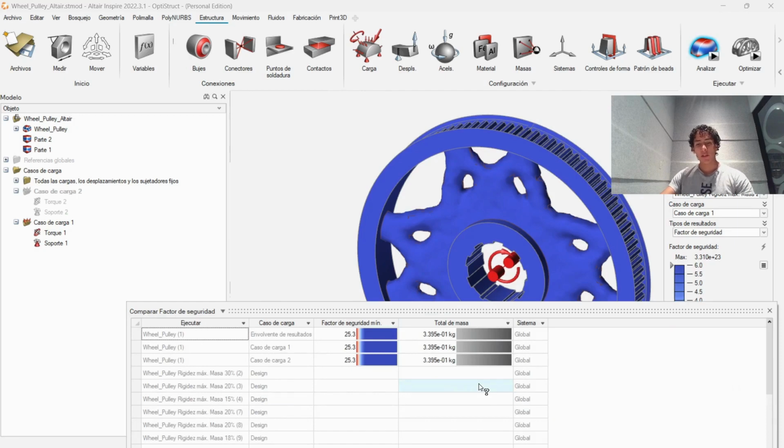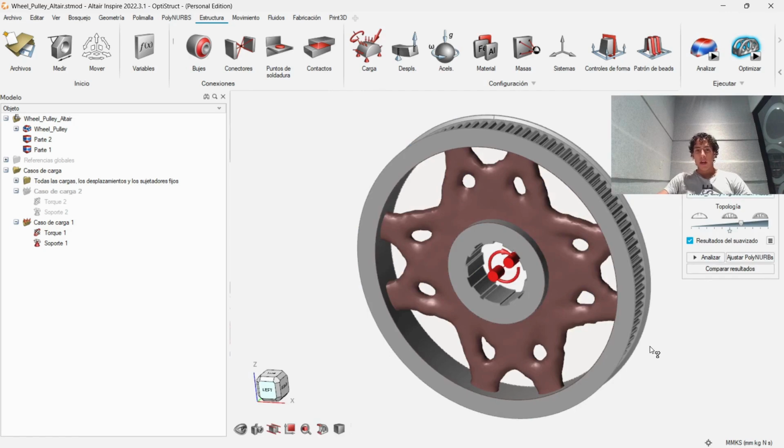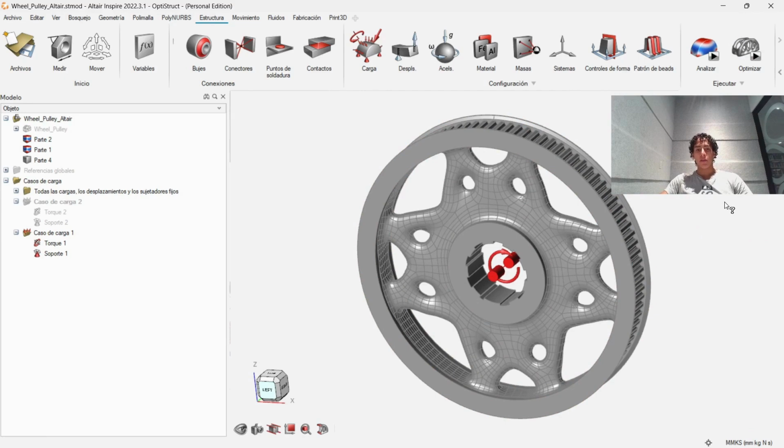When comparing the results, we can see that it started with a mass of 0.33 kilograms, and ended with a mass of 0.15 kilograms, resulting in a weight reduction of 54%, which is great. To finalize the optimized part, I applied PolyNURBS, and this is how the finished piece looks, ready for printing, featuring a smooth and consistent form.